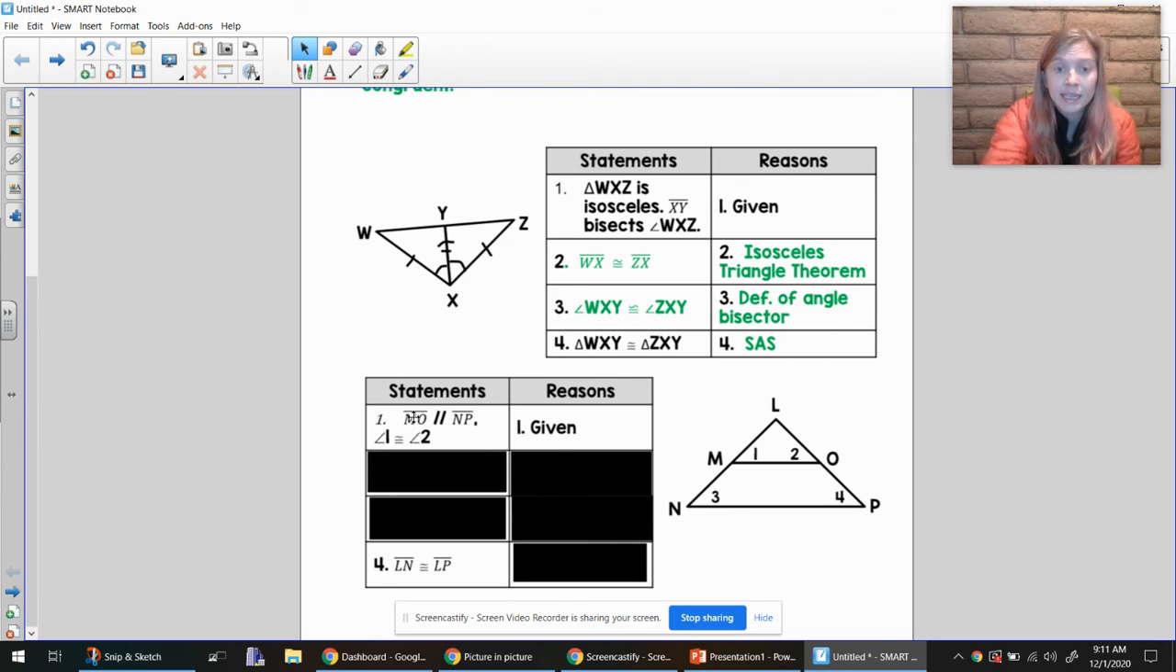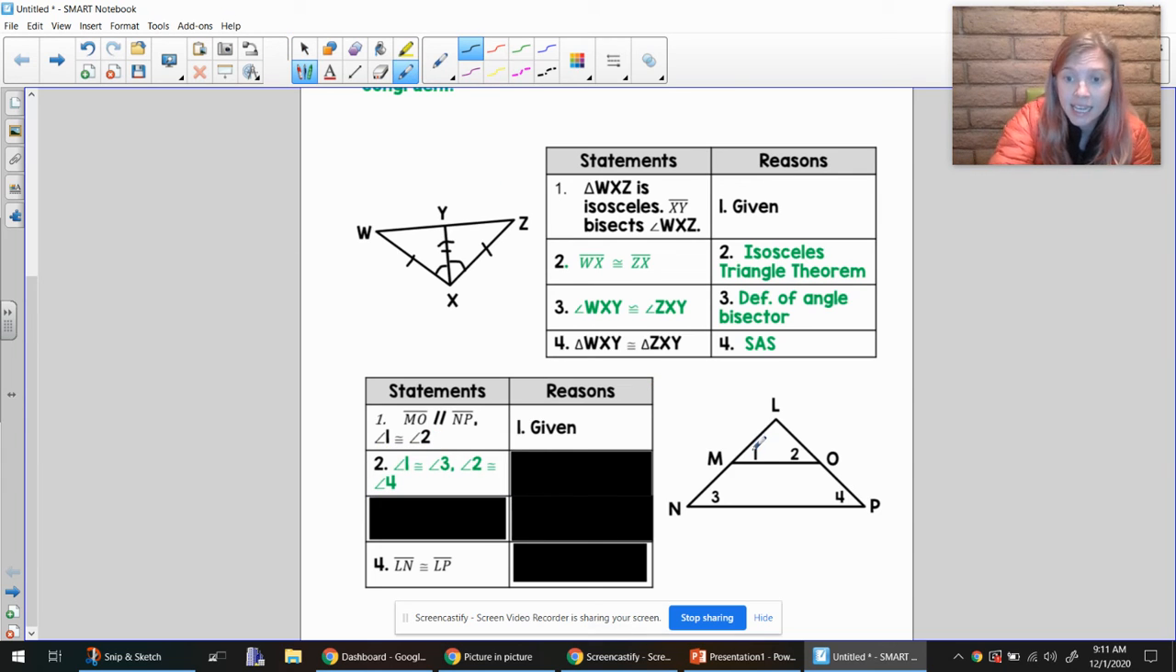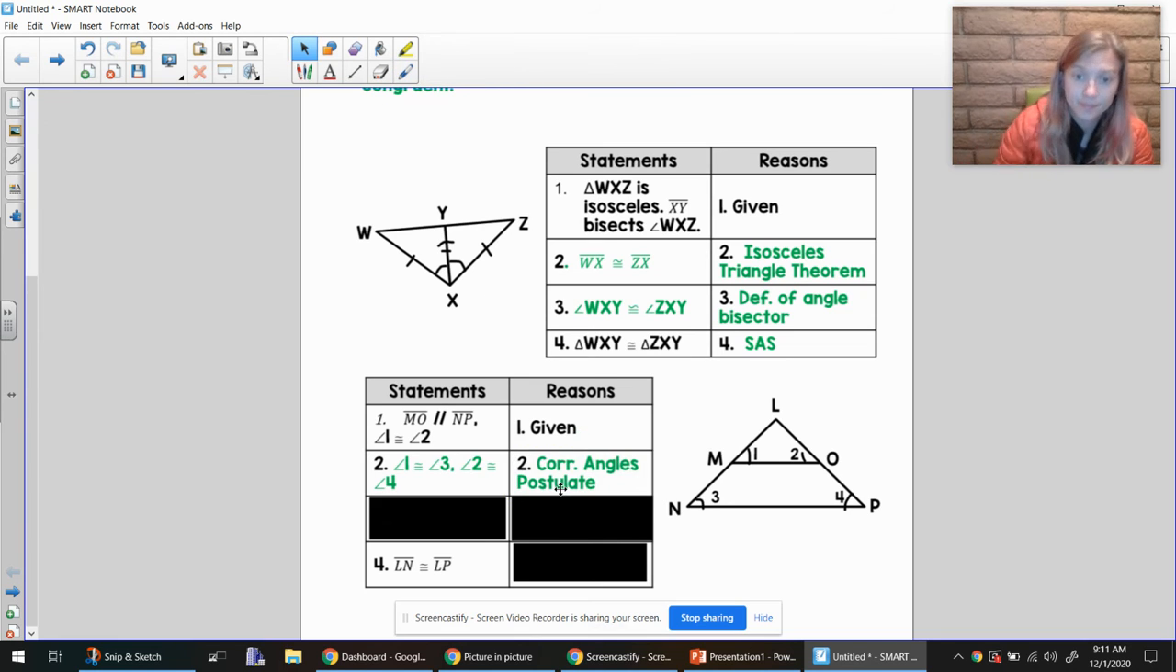Here we know that MO is parallel to NP and angle 1 is congruent to angle 2. That is our given information. Well, if MO is parallel to NP, then angle 1 is going to be congruent to angle 3, and angle 2 is congruent to angle 4. These are corresponding angles.